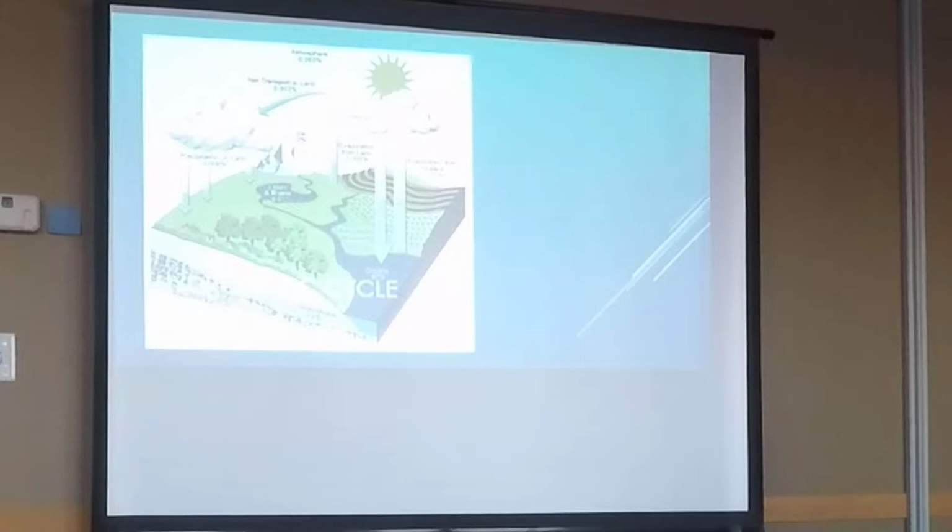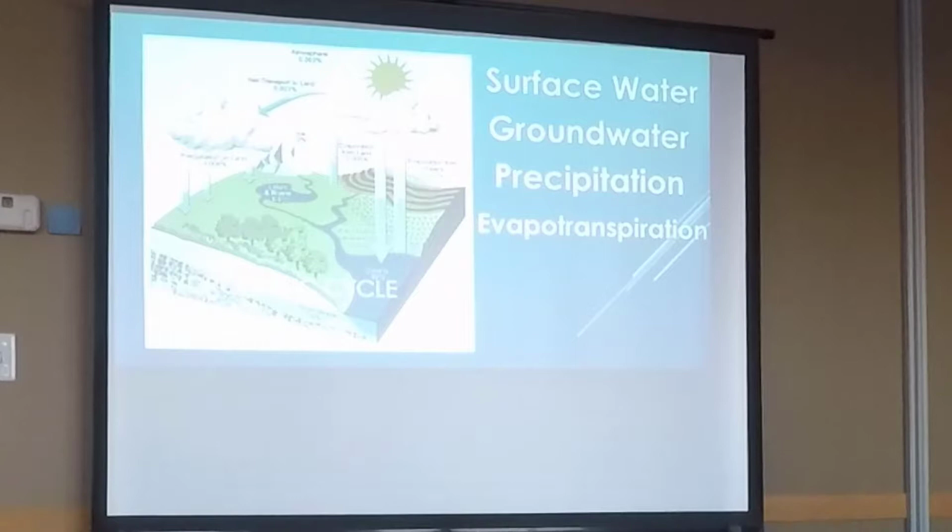So just to start with the hydrologic cycle, basically what we're talking about is anything involving water. On the land surface, we've got surface water, groundwater, precipitation, evapotranspiration. Any interaction with water on the landscape is hydrology. Like I said, it's a broad topic. It can cover so many things. What I'd really like to get into is how it moves and interacts with the environment.